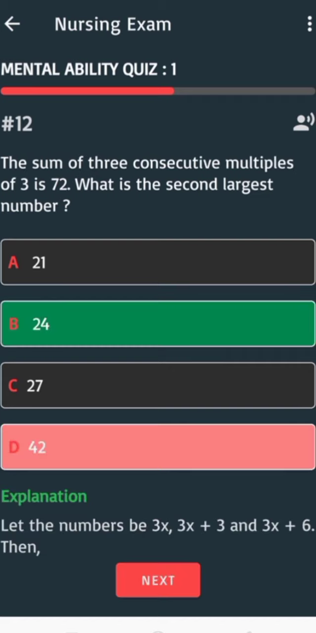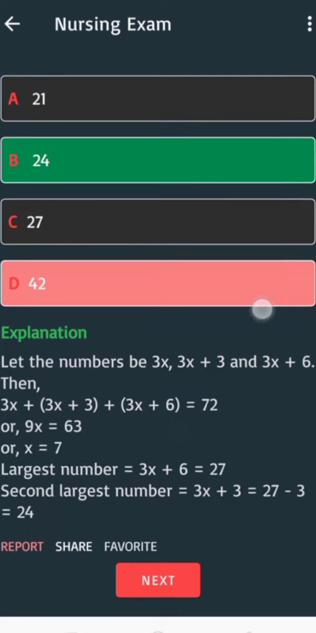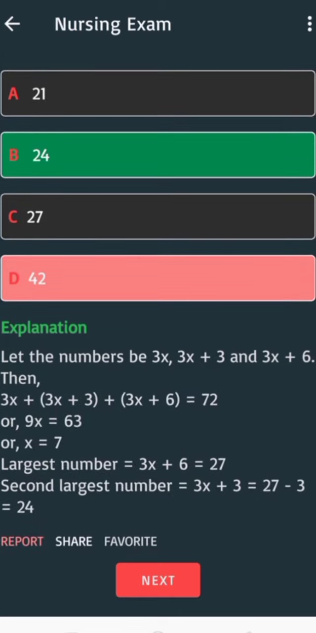No. Correct answer is B. Let the numbers be 3x, 3x plus 3 and 3x plus 6. Then, 3x plus 3x plus 3 plus 3x plus 6 equals 72, or 9x equals 63, or x equals 7. Largest number equals 3x plus 6 equals 27. Second largest number equals 3x plus 3 equals 27 minus 3 equals 24.